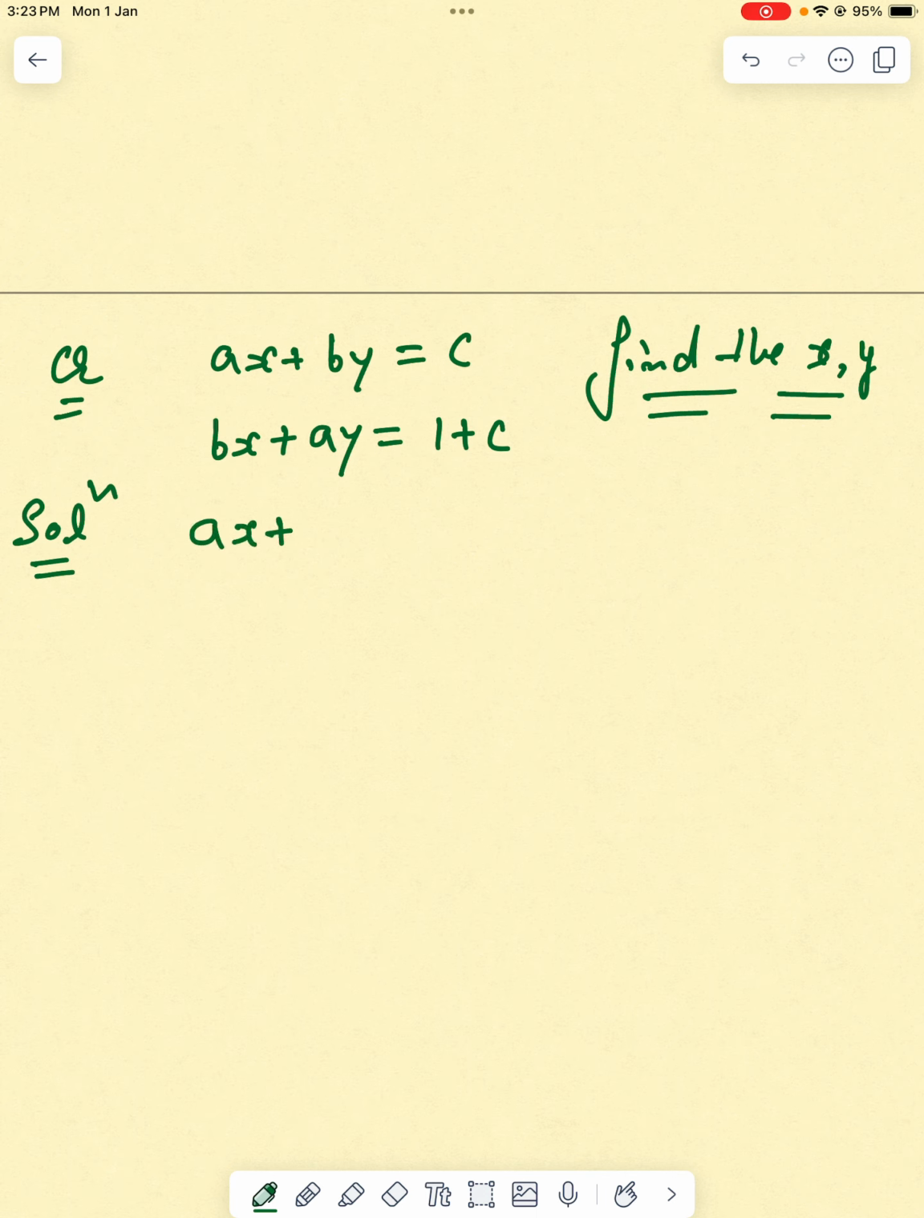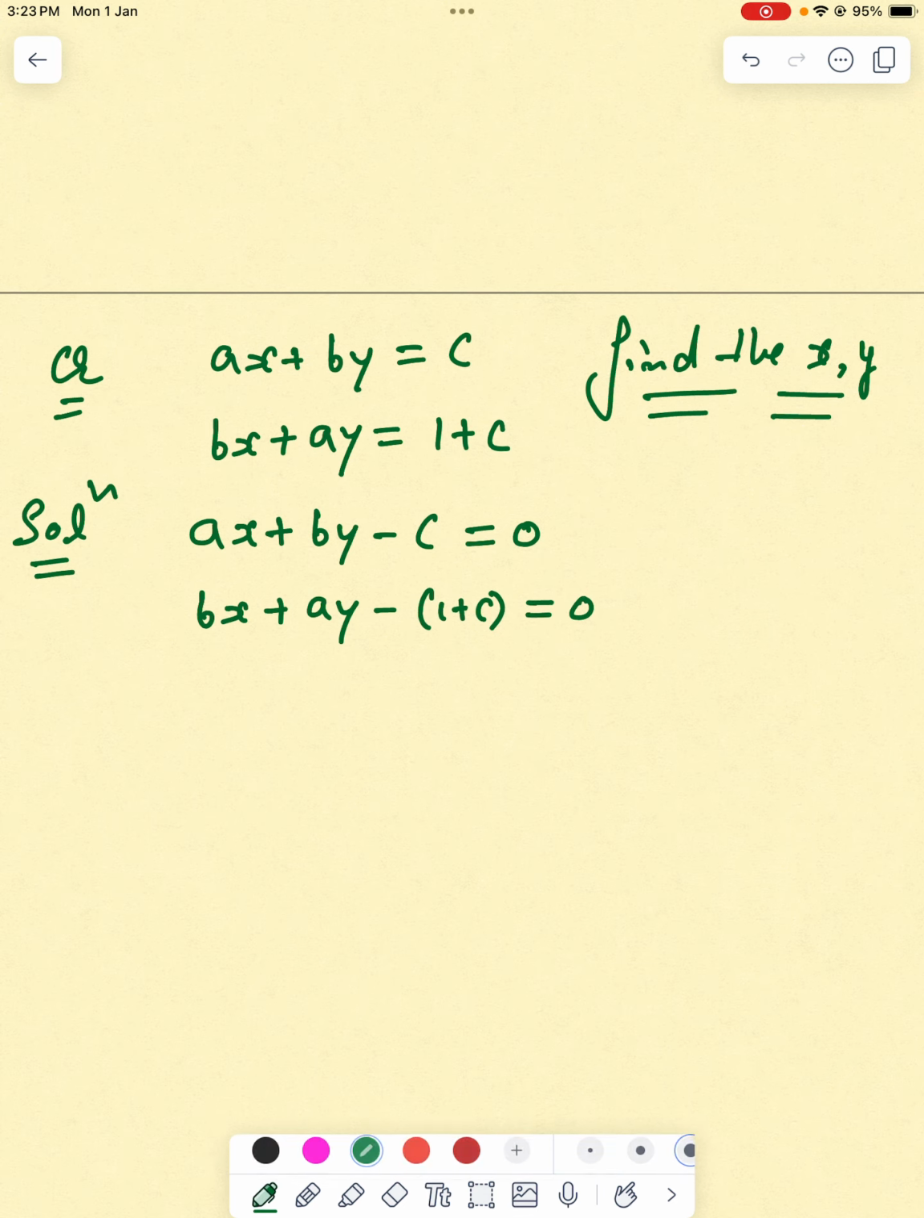First, we will write the equations like this. Equation number one is ax plus by minus c equals 0. Take it to the left hand side. The second is bx plus ay minus (1 plus c) equals 0. So what are the values of the coefficients?